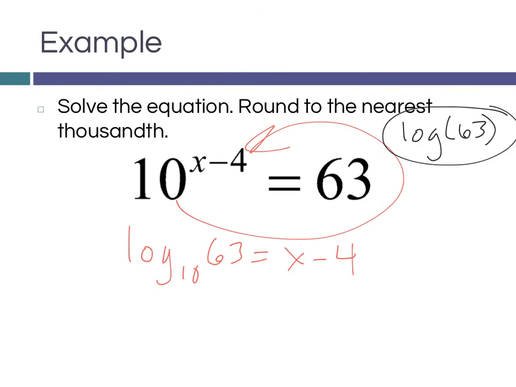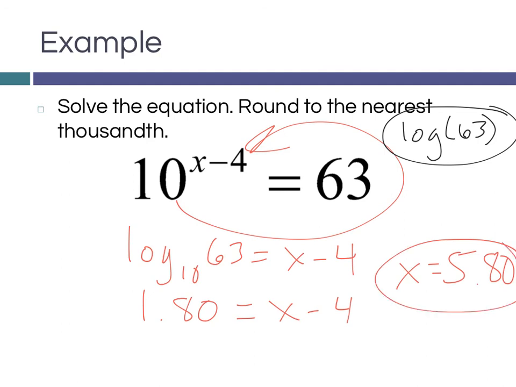Whenever I do that, I end up getting 1.799, so it becomes basically 1.80 if I do 2 decimal places, equals x minus 4. I'm going to add 4 to that, and I'm going to get 5.8. So 5.8 is my answer. Lovely. Nice job solving.